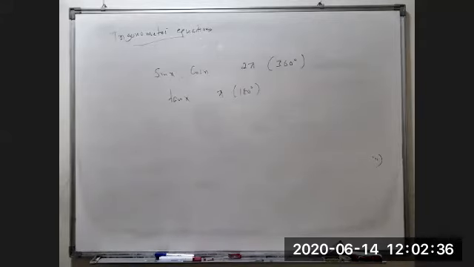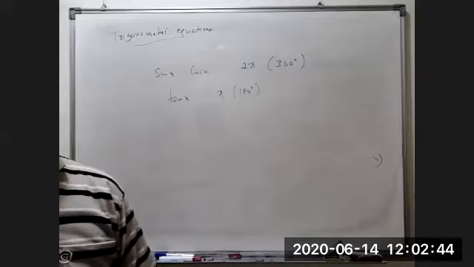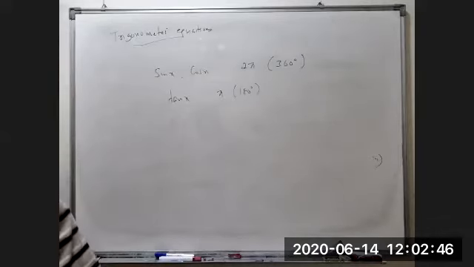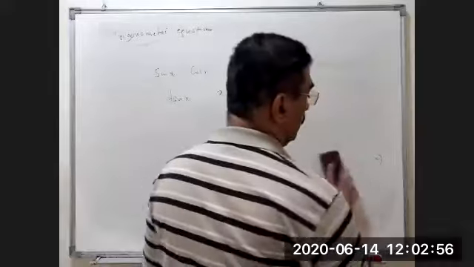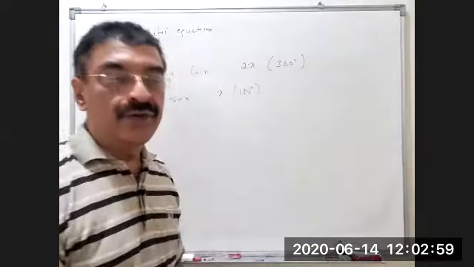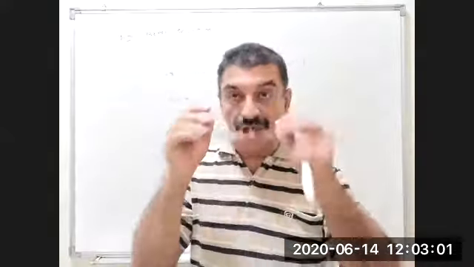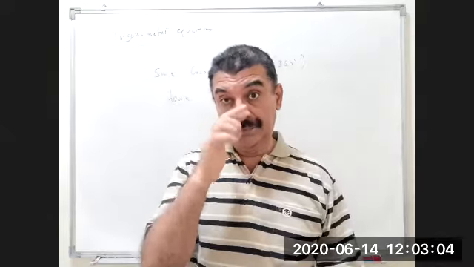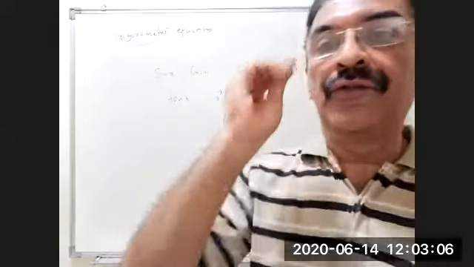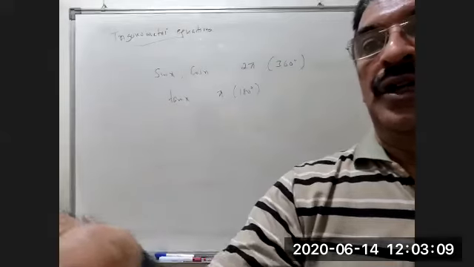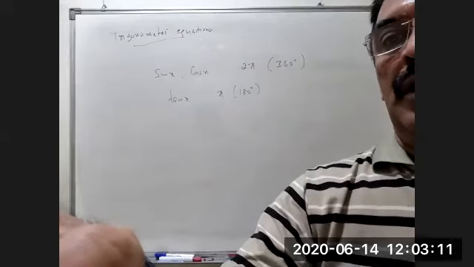Therefore, we have infinite solutions for a trigonometric equation.